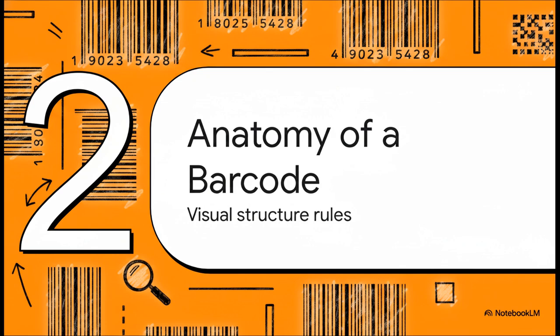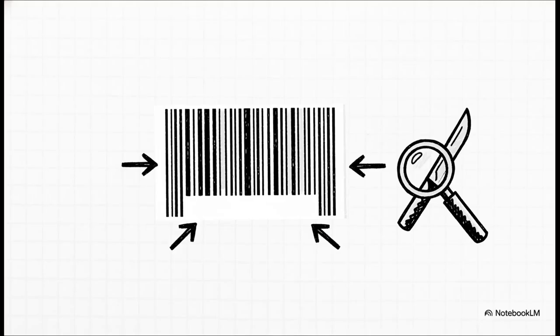Moving on to Section 2, Anatomy of a Barcode. Now, what's really interesting about this is that while a standard barcode might just look like a totally random cluster of messy stripes, its structure is actually incredibly disciplined. Every standard barcode follows 4 strict anatomical rules to function properly. Let's explore these simple components.